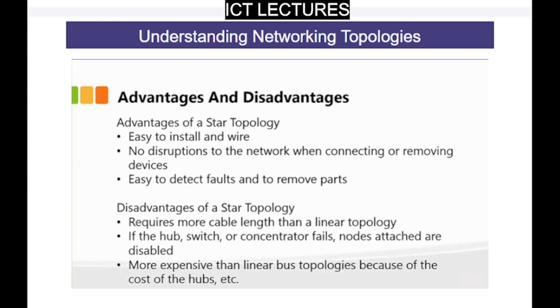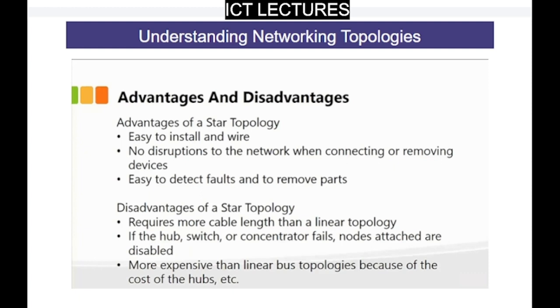The advantages and disadvantages of the star topology: it's easy to install, no disruptions to the network, easy to detect faults and to remove parts. But there are also disadvantages. It requires more cable length, because you can imagine that within the star you have cables coming from one computer to the switch, to the centralized device, and then additional cables going out as well. So if the hub, switch, or the concentrator fails, nodes attached are disabled.